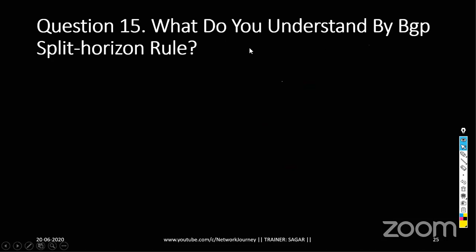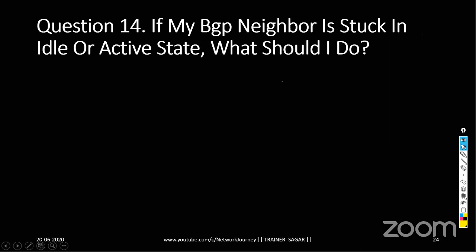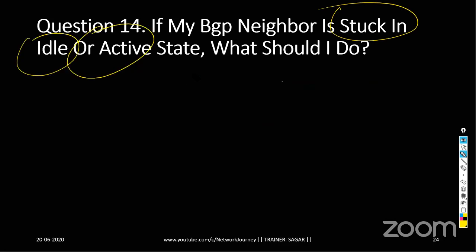Okay, how many questions do I have? Last two questions. If you see BGP stuck in idle or active state, what should you do, or what could be the reason? We already discussed that it might be port 179 is blocked, or the router ID is 0.0.0.0. Is there anything else you think of if they are stuck in idle or active?